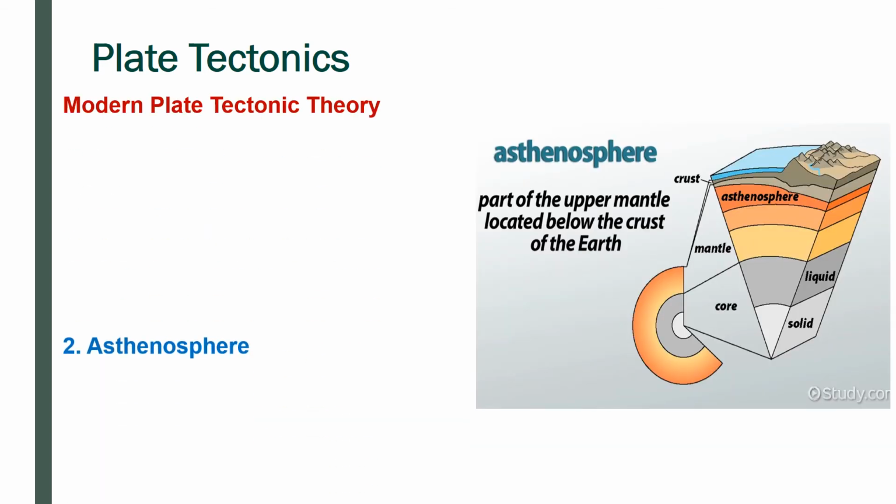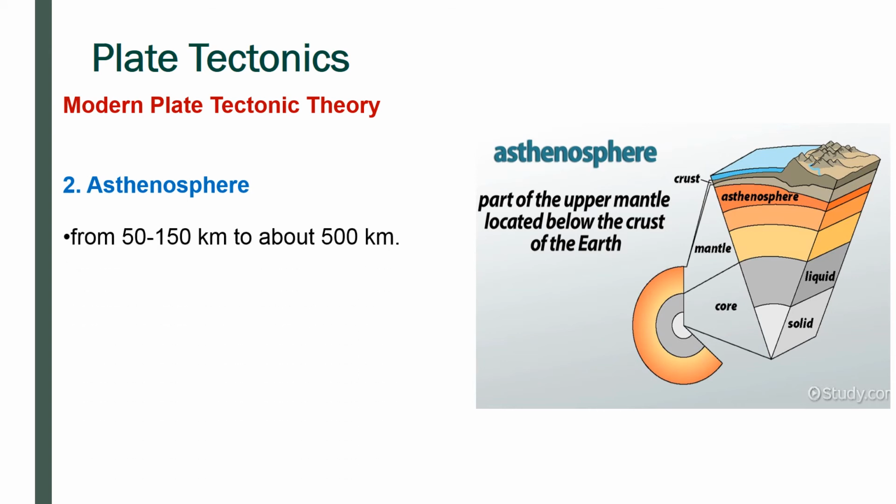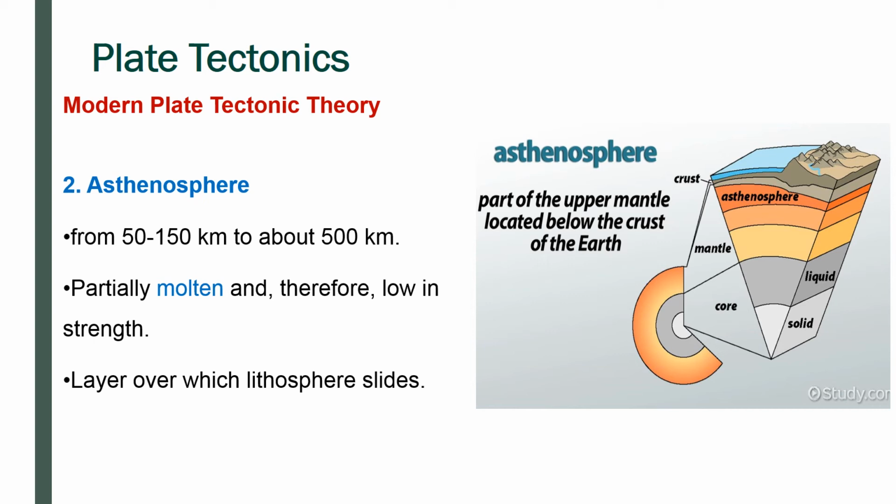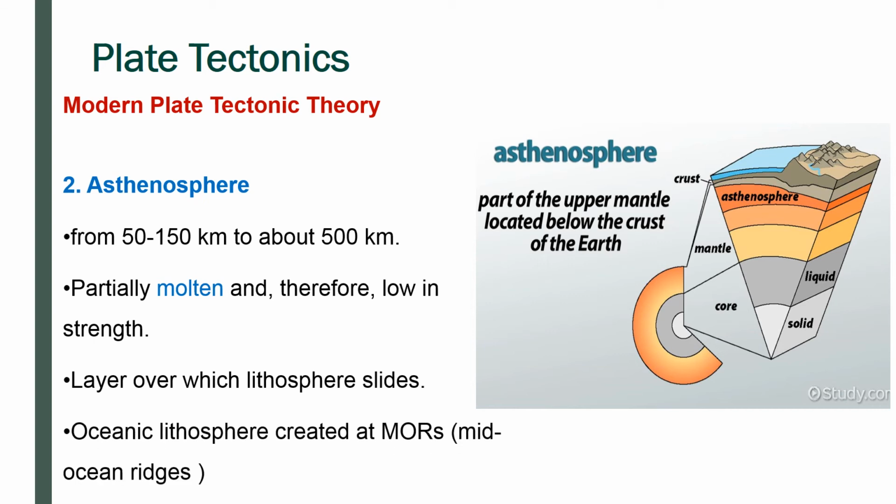Second is the asthenosphere, and it's from 50 to 150 kilometers down to about 500 kilometers in thickness, as you can see from the picture. It is partially molten, therefore low in strength, and it is the layer over which the lithosphere slides. Oceanic lithosphere is created at mid-oceanic ridges. Okay.